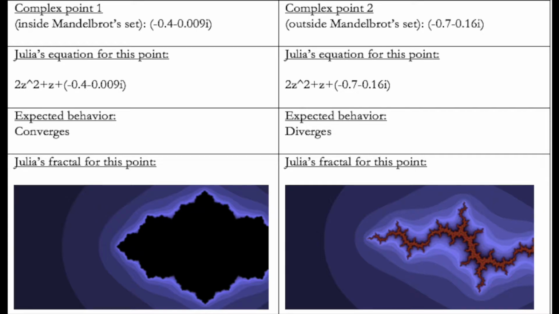I know that the one in the black area converges. As you can see, it has a lot of black color, and the other one diverges because it doesn't have black colors. But mathematically, I don't really understand why. Could you explain it to me?